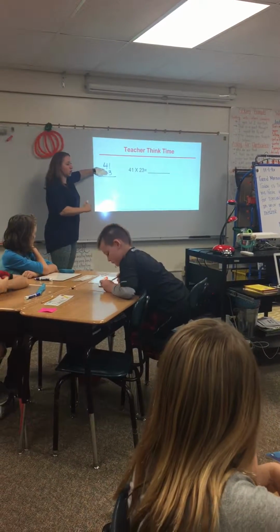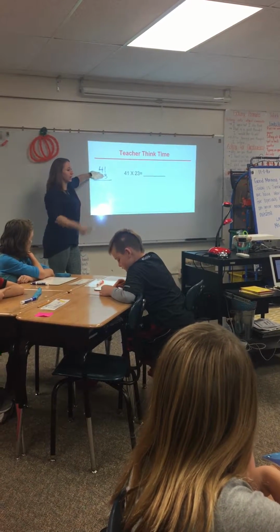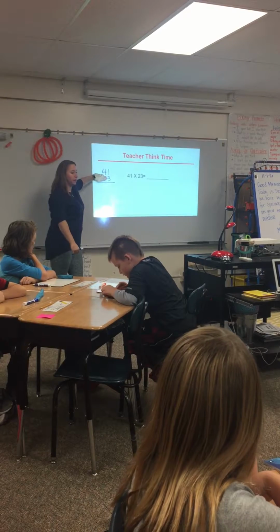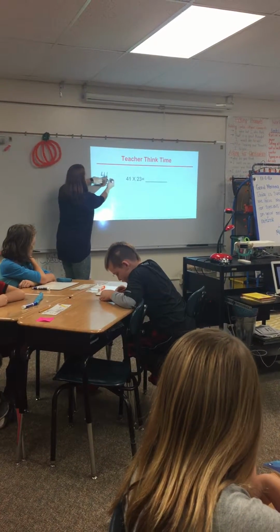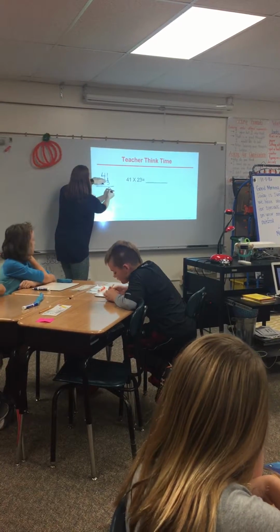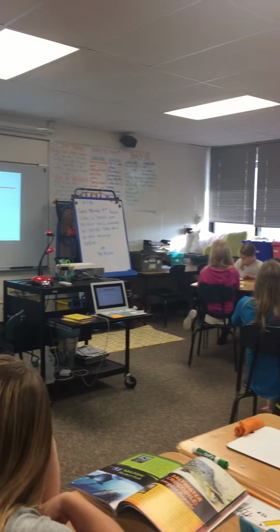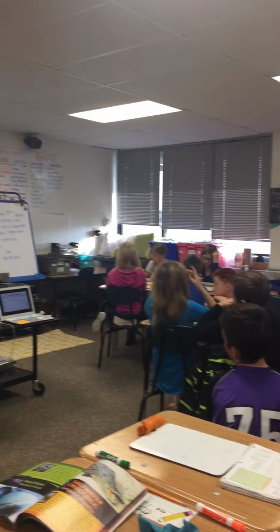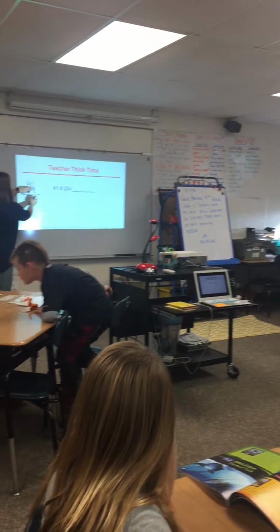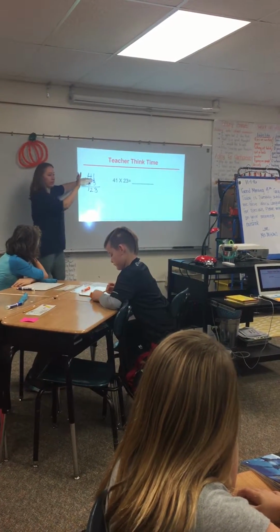I can cover this 2 and pretend like that 2 isn't even there and solve this just like I would a 2-by-1 problem. I know in a 2-by-1 I'd start with my 3 times 1. And I know that 3 times 1 is 3. Then, just like in a 2-by-1, 3 times 4 gives me 12. If this were a 2-by-1 problem, I would be finished.